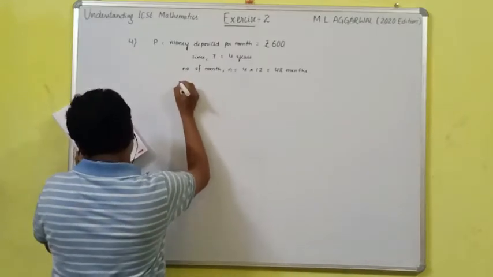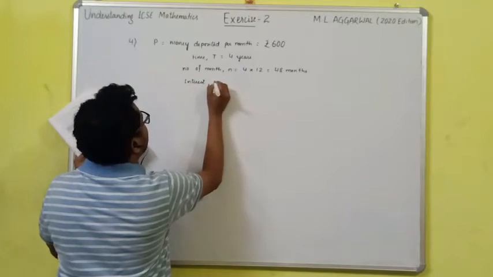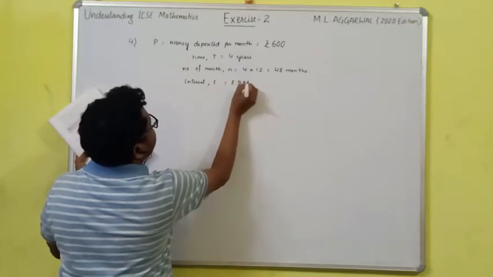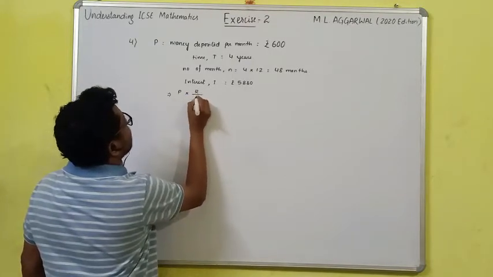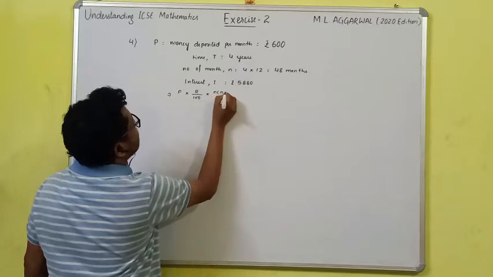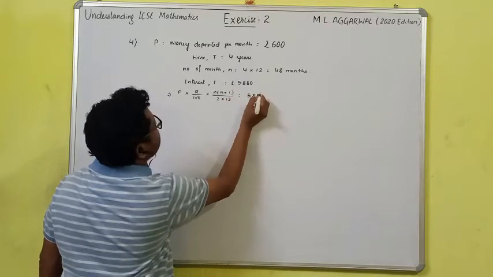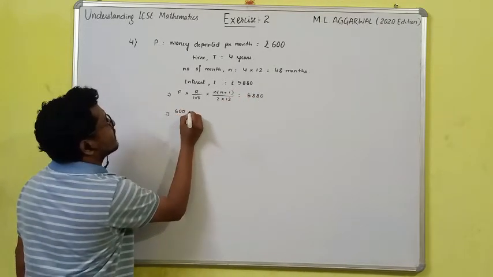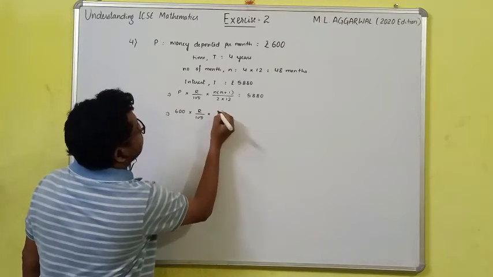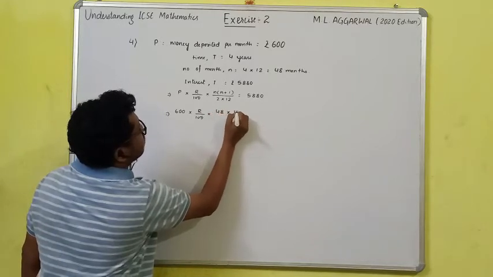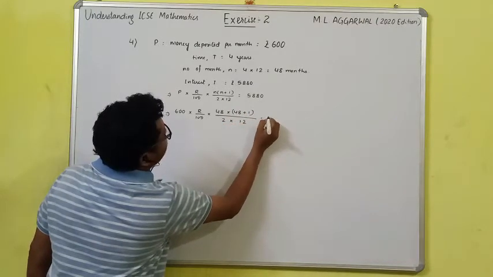Before going to I, here it gives you interest, I is equal to rupees 5880. So here I can put the formula: P into R by 100 into n(n plus 1) by 2 into 12, which will be equal to 5880. So in place of P, I write 600. R we don't know, so R by 100. n is equal to 48, into 48 plus 1 in bracket, by 2 into 12, is equal to 5880.